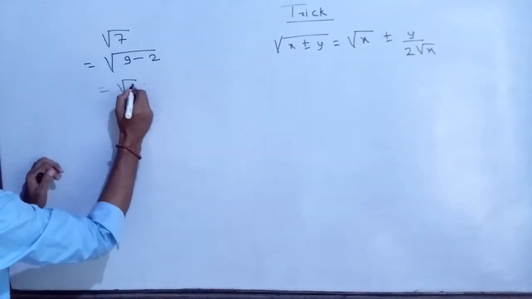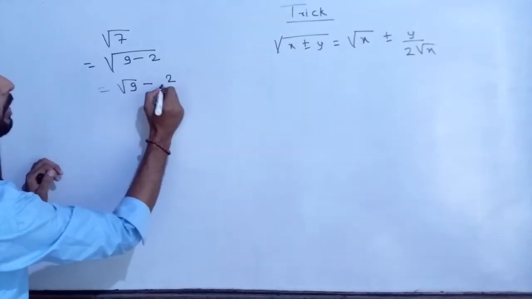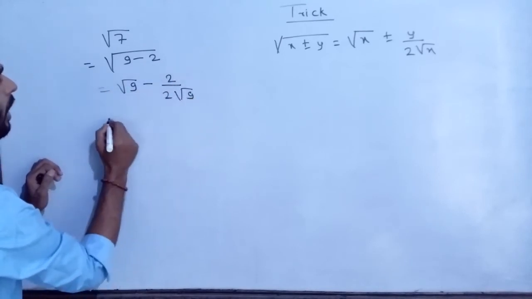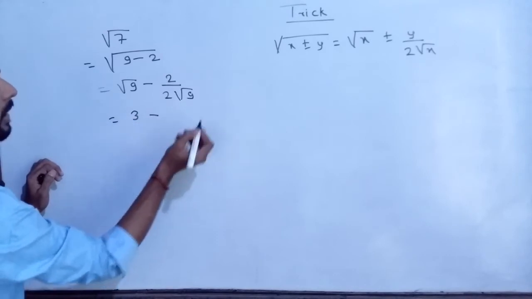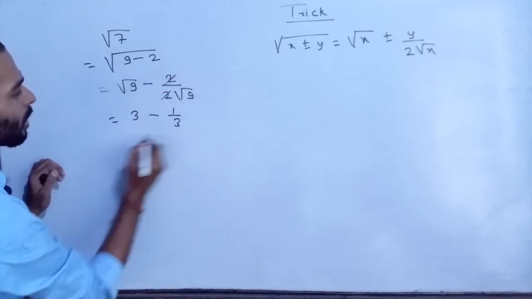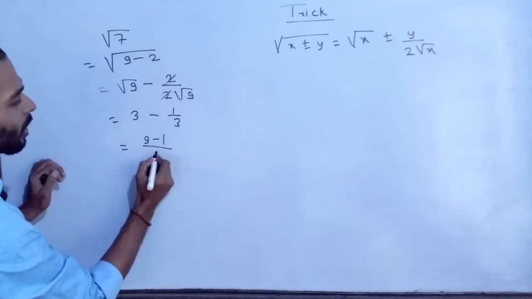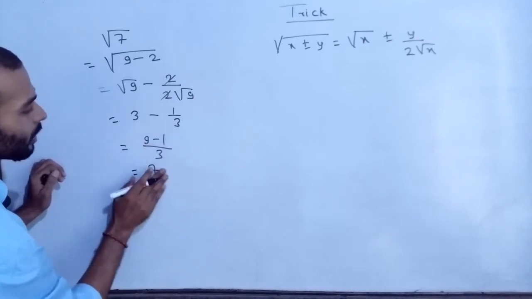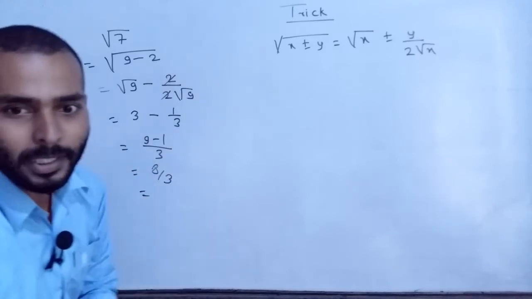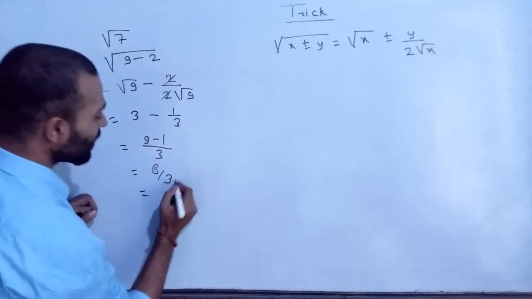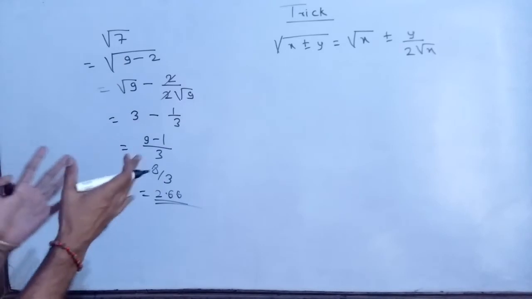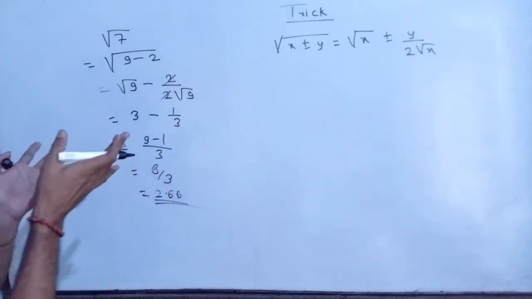So we can write root 9 minus y by 2 root x. This is our formula. Root 9 can be written as 3, minus 2 by 2 times 3, cancel here, 1 by 3. So 9 minus 1 by 3 equals 8 by 3, and in decimal it will be 2.66. So if you practice, then it is very easy.